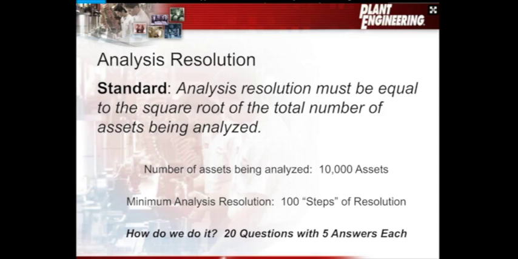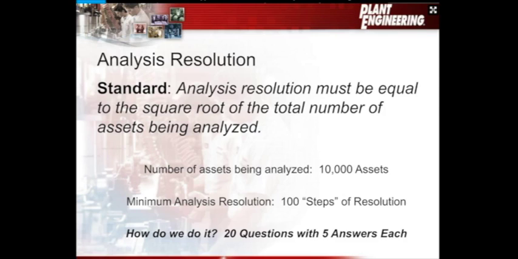So how do we do this? This is made up within each one of those categories. We look at the number of questions being asked in each category to evaluate risk within that business category, and the number of possible answers or selections that a user of the analysis model could select in order to define risk. So if we multiply, in this example, 20 questions by 5 answers in each question, we end up with a resolution of 100 steps.